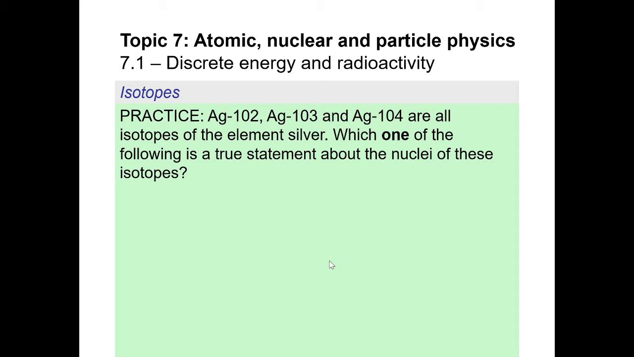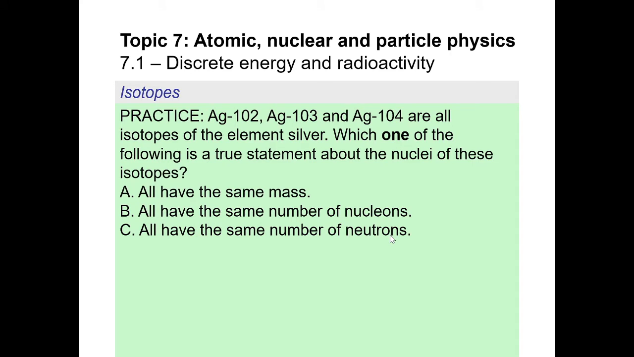All right, let's try this. Ag102, Ag103, and Ag104 are all isotopes of the element silver. Which one of the following is a true statement about the nuclei of these isotopes? Okay, so A, all have the same mass. B, all have the same number of nucleons. C, all have the same number of neutrons. Or D, all have the same number of protons. So we want to figure out which one of these is true.